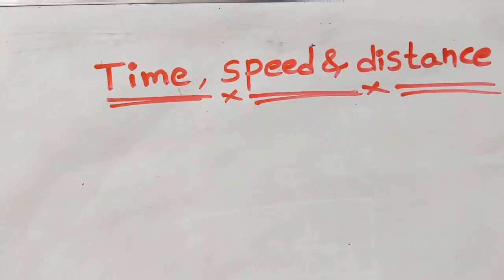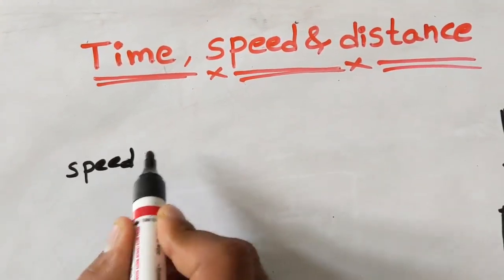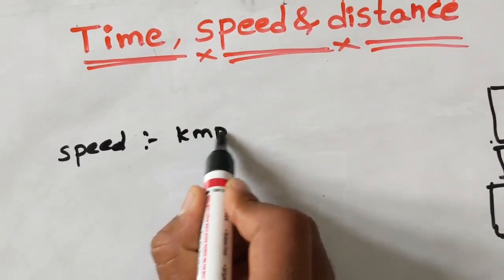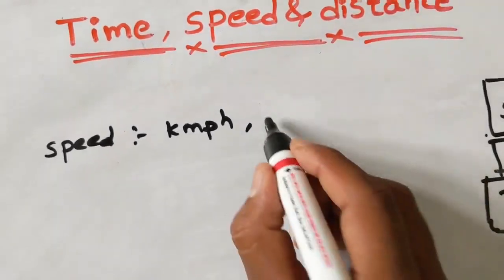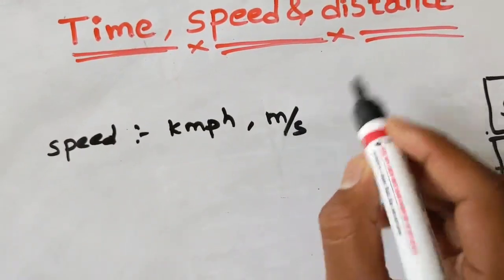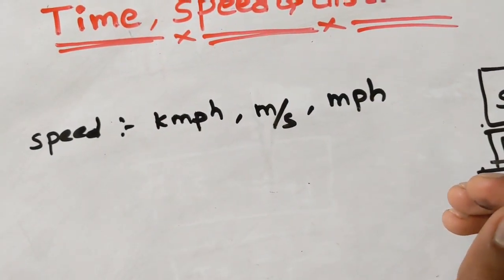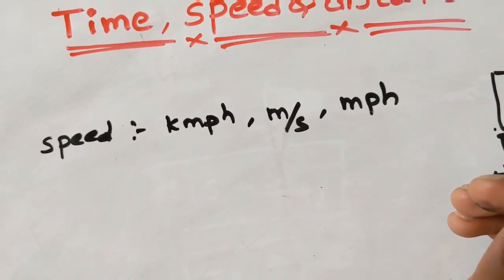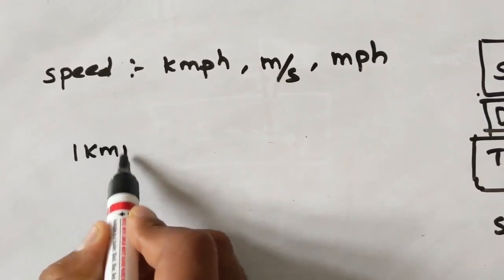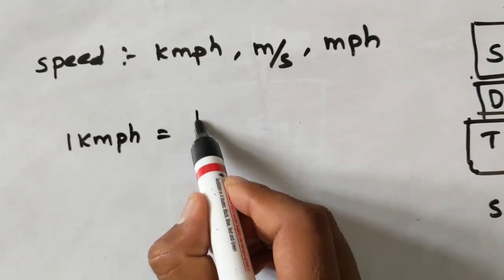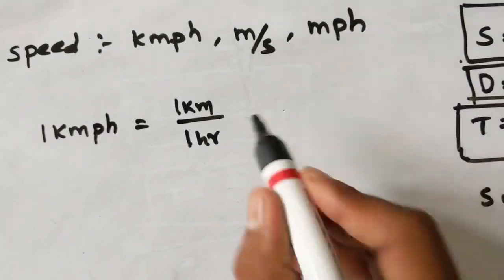And here one more important thing is speed units. What are speed units? Speed units are kilometer per hour, meters per second, or miles per hour. These are the units for speed. So here we need unit conversions. 1 kilometer per hour is equal to 1 kilometer by 1 hour.